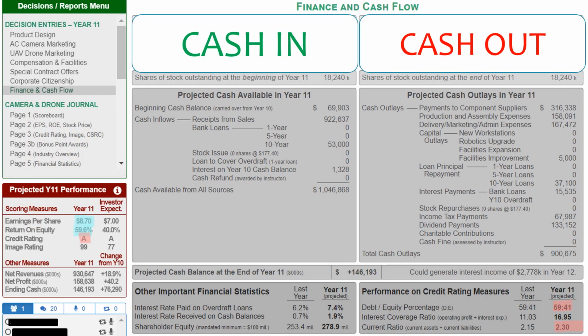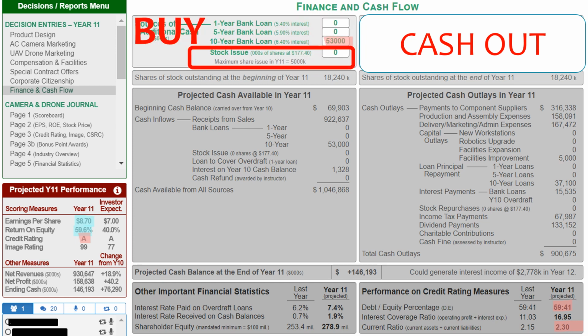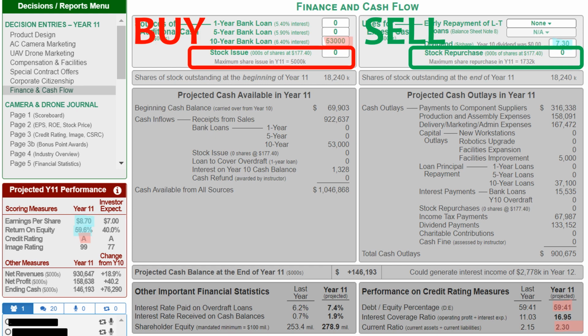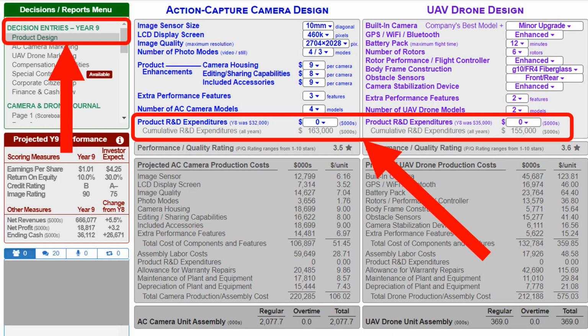For our purposes, on the finance and cash flow page, cash in is when your company sells stock. Cash out is when your company buys or repurchases stock, buy and sell. Research and development is something you invest earnings per share in during the early years and try to have a payout of earnings per share in later years, thanks to that investment.